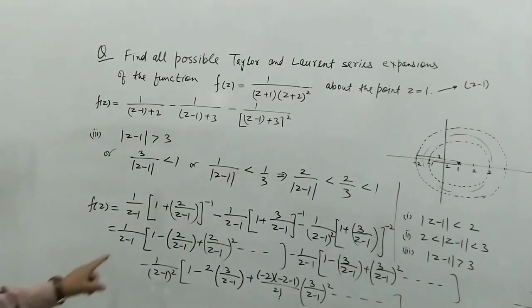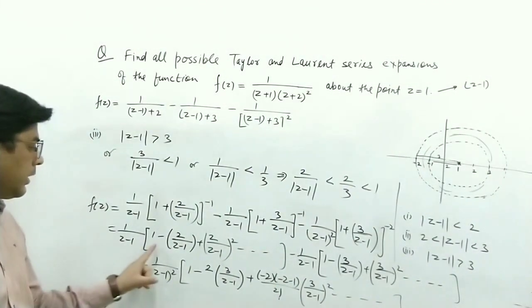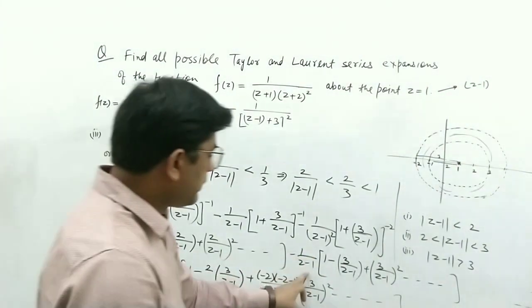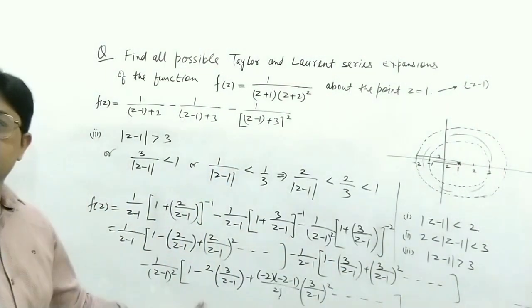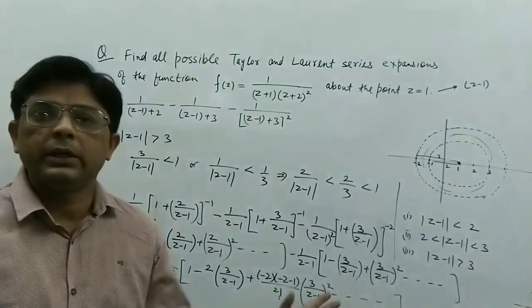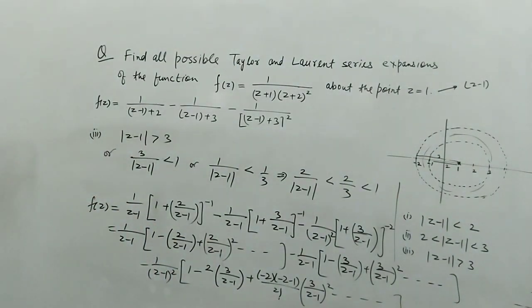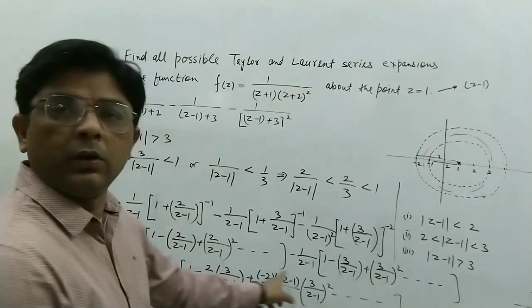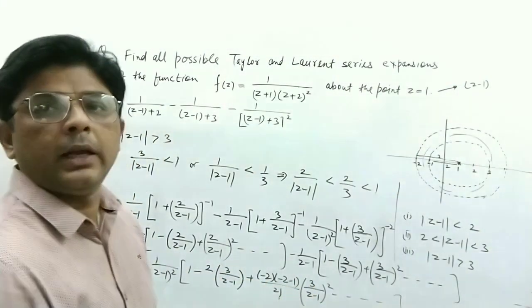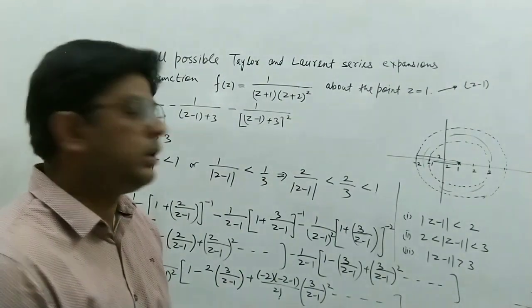So we can collect. First we multiply this 1 upon z minus 1 inside here. We multiply this 1 upon z minus 1 inside, and this 1 upon z minus 1 square inside. When we multiply all these terms, and then we collect the terms to get the final series. So you can do it by yourself. We can multiply all these terms inside, and we can add or subtract the similar terms to get the final series.